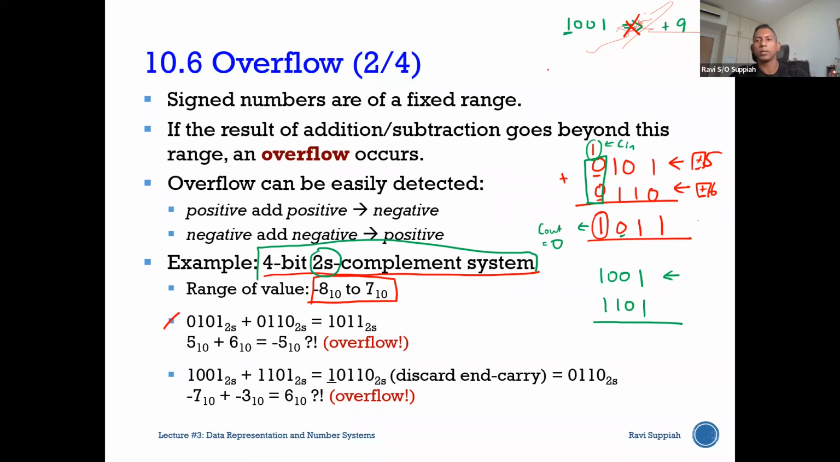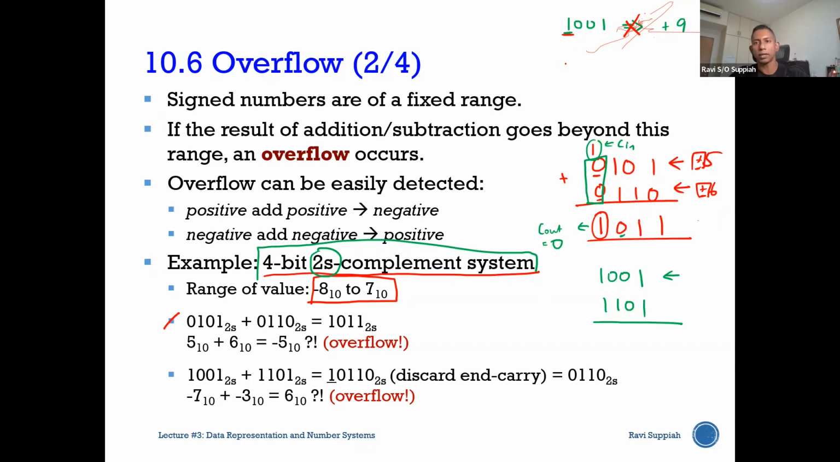Okay, so let me show you what we need to do. The current value I have is 1001. We know that is a negative number because the most significant bit is 1. The moment you know the most significant bit is 1, you cannot take a direct interpretation. What you need to do is the 2's complement.